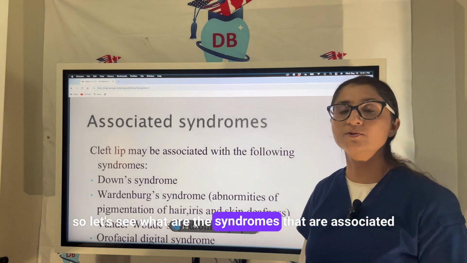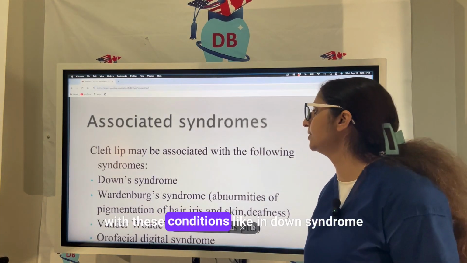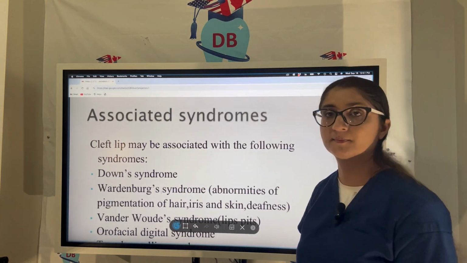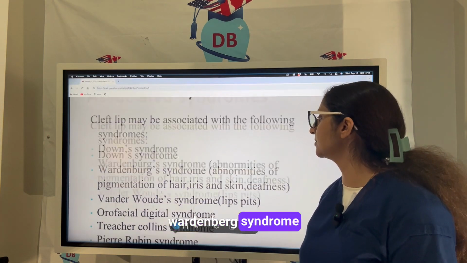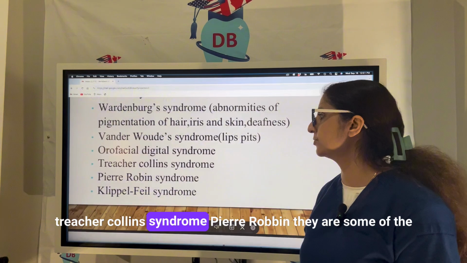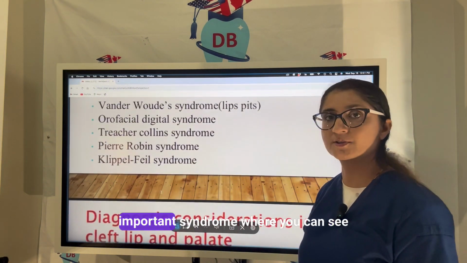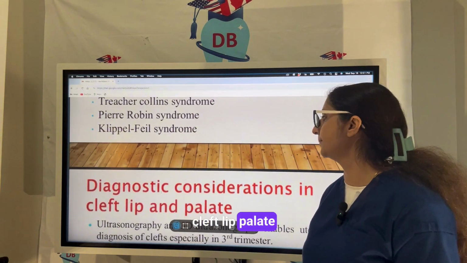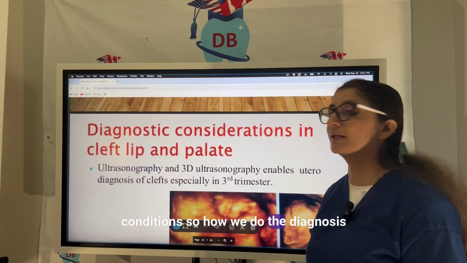So let's see what are the syndromes that are associated with these conditions, like in Down syndrome, cleft lip, Waardenburg syndrome, Van der Woude syndrome, where you can see the lip pits, Treacher-Collins syndrome, Pierre-Robin. They are some of the important syndromes where you can see cleft lip palate condition. So how do we do the diagnosis?